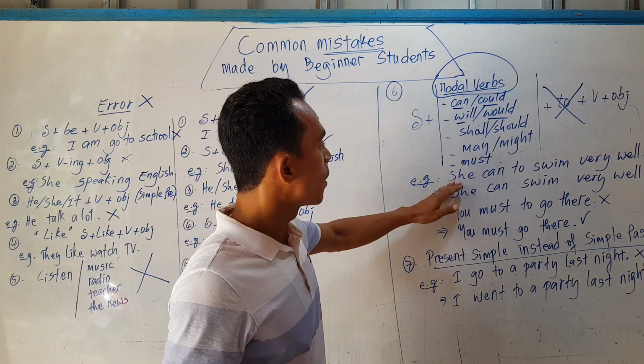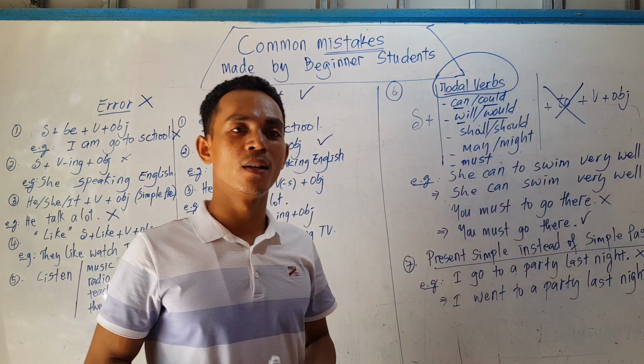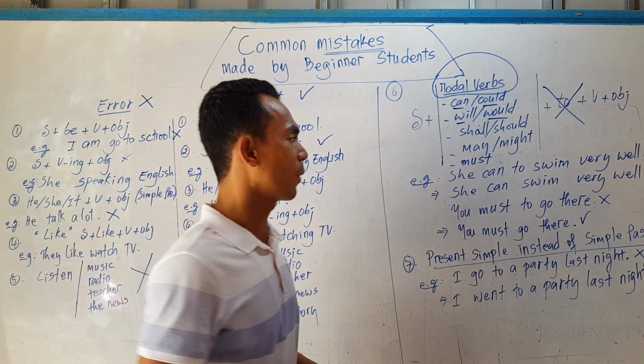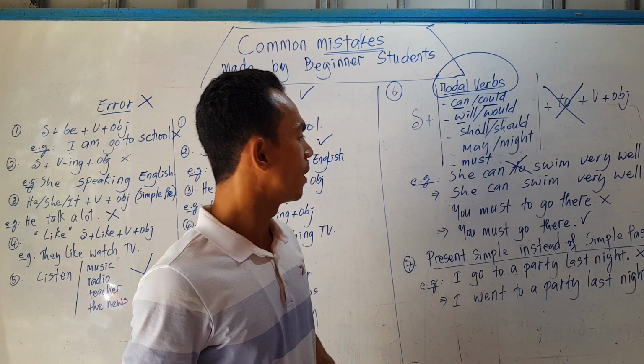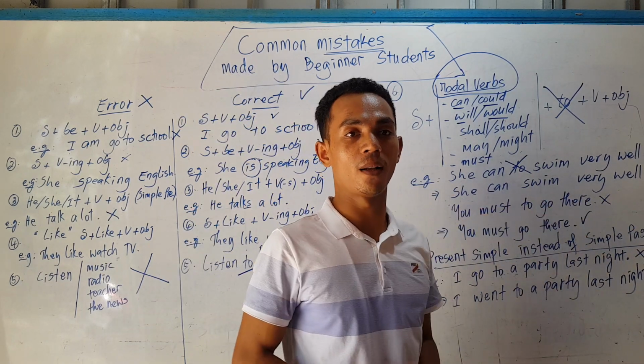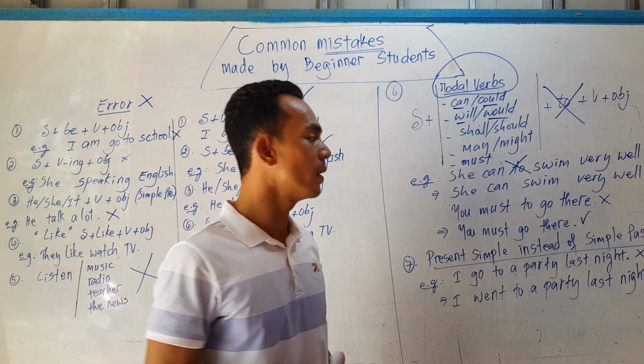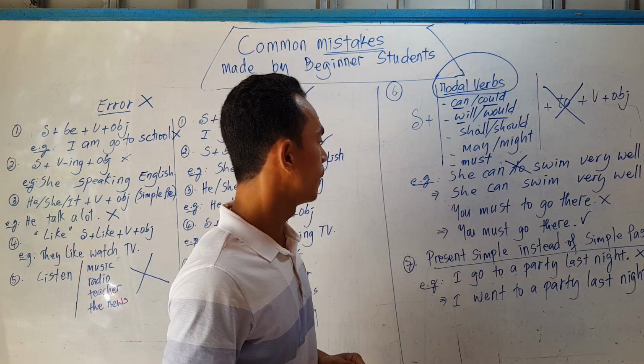Example, she can to swim very well. So this is the mistake. We cannot say she can to swim very well, but you just say she can swim very well. She can swim very well, right? She can swim very well.